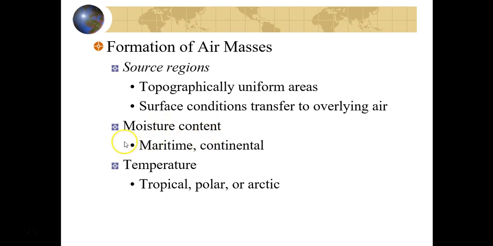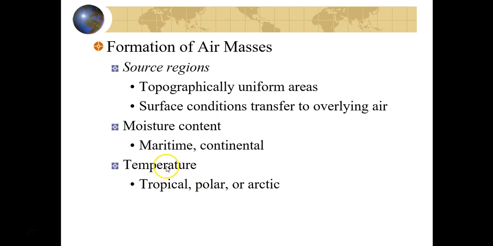But it's the combination of putting the moisture characteristics together with the temperature characteristics which allows us to put the two words together. Maritime and continental define the moisture level. Maritime air masses come off of oceans. Continental air masses come off of land masses. Maritime air masses are humid. Continental air masses are dry.